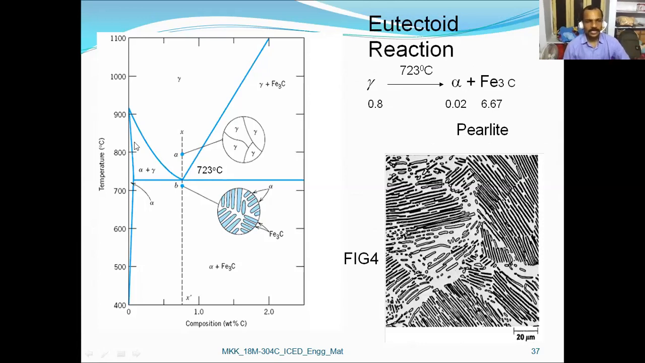So here in this particular diagram, we can see the compositions of weight of carbon, and the temperatures 400, 500, 600, 700, 800, 900, 1000 and 1100 degrees centigrade. Here, this is the structure Fe3C formed at 723 degrees centigrade, and this is the gamma iron formed plus Fe3C. This is 700 and this is 723 degrees centigrade.